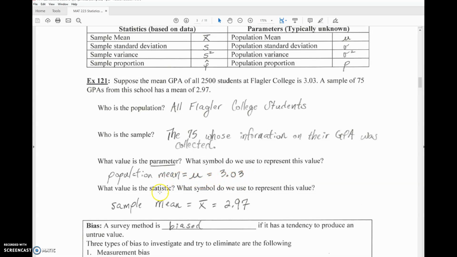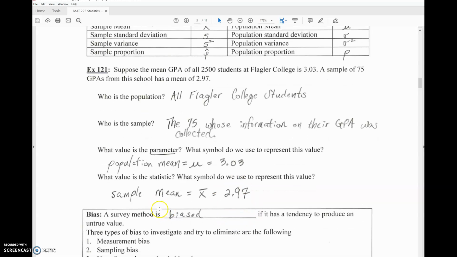And the statistic that we could use to try to estimate that if we didn't know the population parameter mu, but since we know it, that's fine. But the value of the statistic that we would have used to estimate that mean GPA of all Flagler College students comes from our sample. And that's the sample mean X bar, which is 2.97. And you can see that if we hadn't known the 3.03, we would have been off by a little bit. So there's always going to be some uncertainty in our statistics.